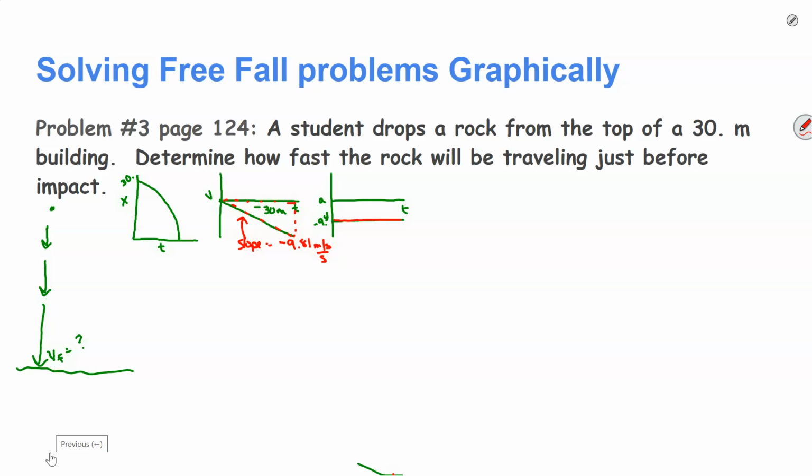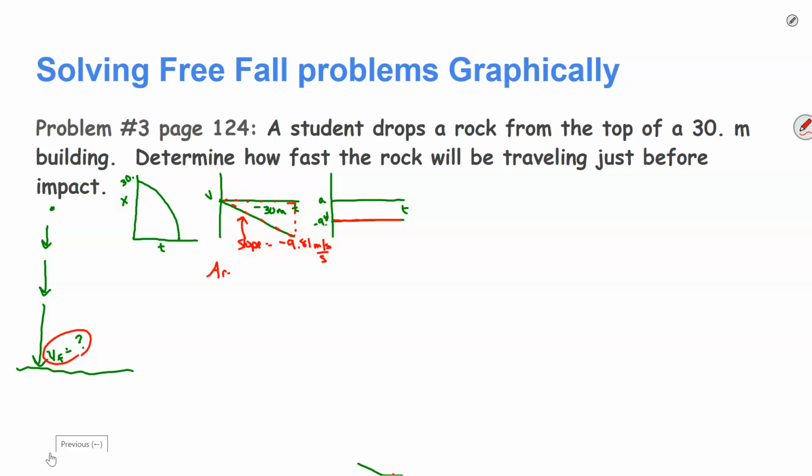Now, we need to solve for this. They want us to find out how fast it is going right before it hits the ground. That's what we want to find out. Well, if I look at this problem graphically, don't I know that this area is the displacement, right? So it's a triangle.